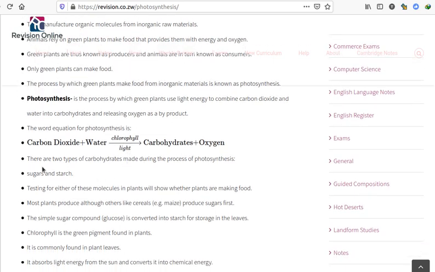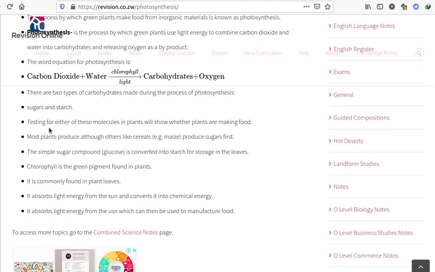And chlorophyll, we just mentioned that this is the green pigment in a leaf, either way, right? So there are two types of carbohydrates made during photosynthesis, and these are starch and sugars, right? Testing for either of these molecules in plants will show whether plants are making food or not, right? When we want to see whether the plant is photosynthesizing, we can just test for the presence of sugars or the presence of starch. So if there are sugars in a plant, it means that the plant is photosynthesizing. If there is starch in a plant, then it means that the plant is photosynthesizing indeed, right?